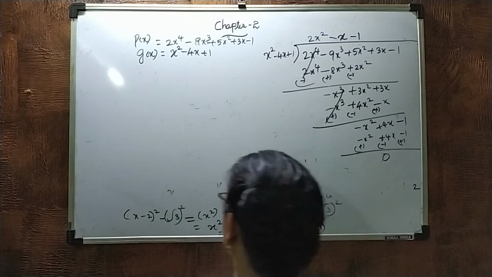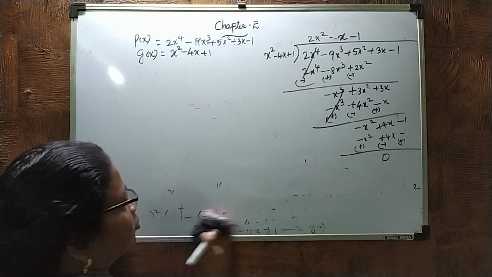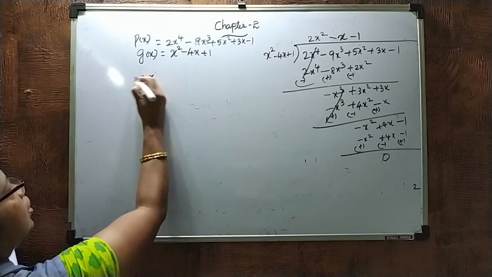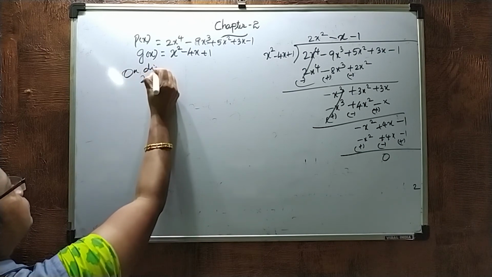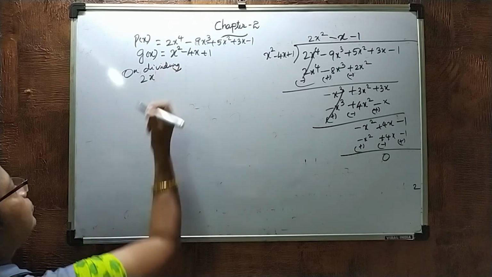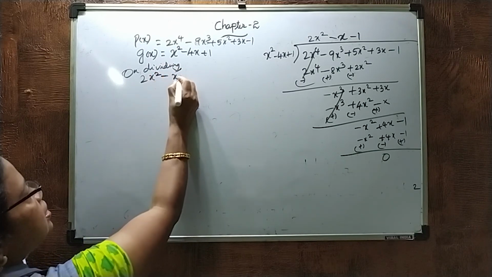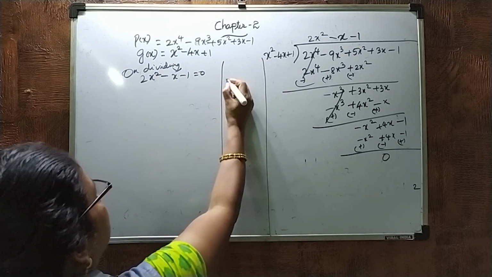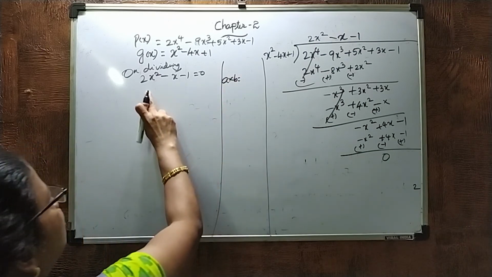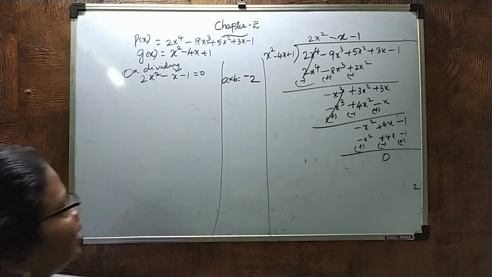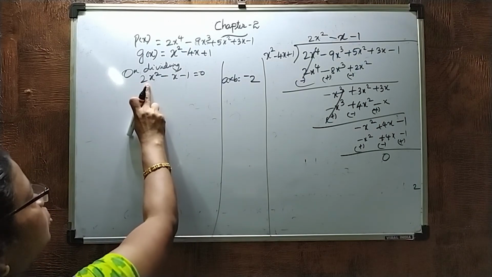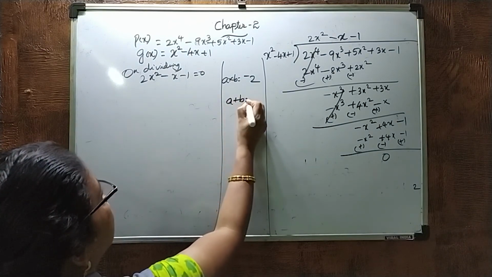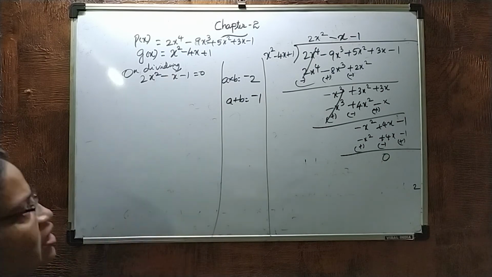Now you have to do splitting the middle term. So you will get 2x square, on dividing, 2x square minus x minus 1 equal to 0. Now a into b and a plus b. A into b equals 2 into negative 1, you get negative 2, the coefficient of x square into the constant term. A plus b equals negative 1, here negative is there, 1 is there.